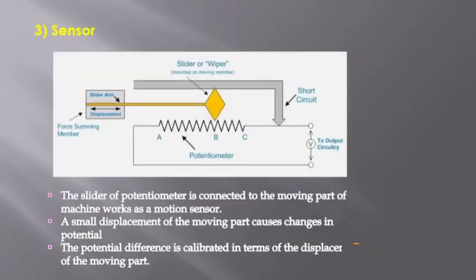This is the diagram of the sensor. The slider of potentiometer is connected to the moving part of the machine, and works as a motion sensor. A small displacement of the moving part causes changes in potential. The potential difference is calibrated in terms of displacement of the moving part.